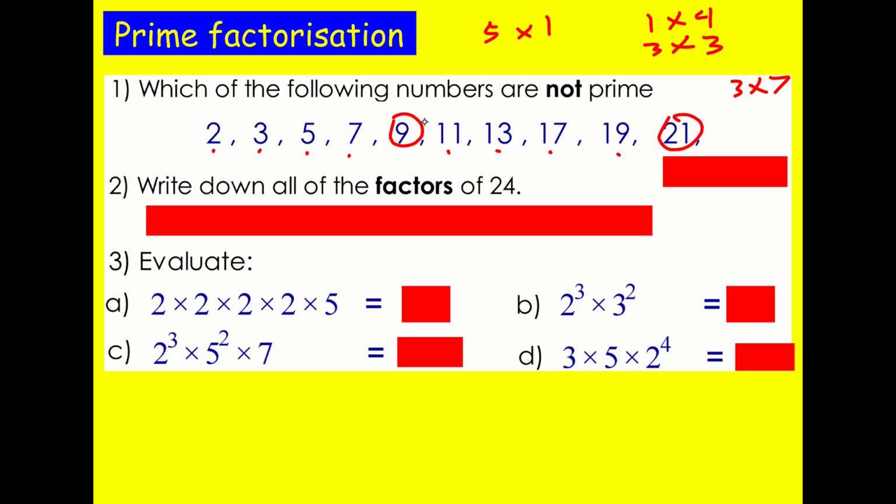So those are the two that you should have spotted. Note that 1 is not a prime number. It's more of a definition in this case, but you could say that it doesn't have 1 and itself as factors. It's just got one factor, which is 1. So that's one to be really careful about.